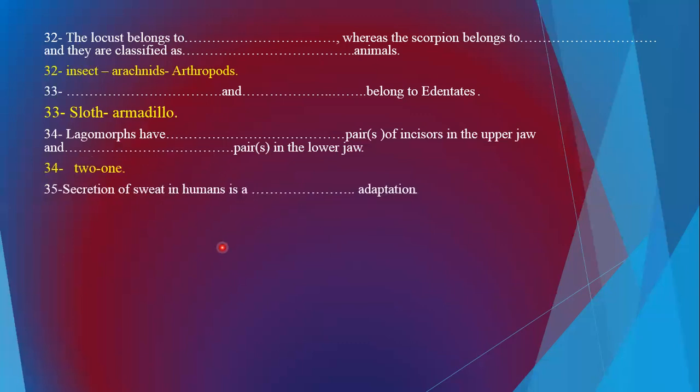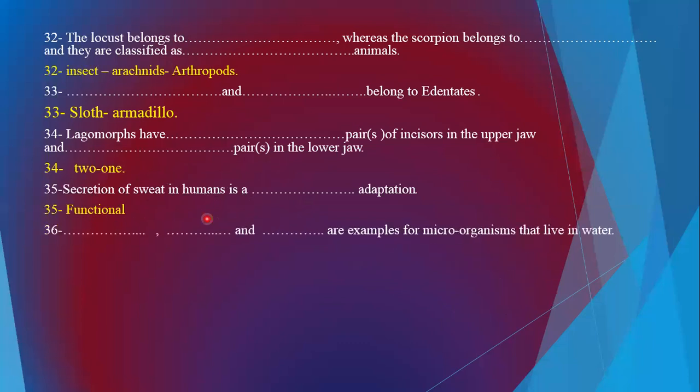35, secretion of sweat in human is a dot adaptation. طبعا احنا عندنا يا اما structural يا اما behavioral يا functional. تعال نشوف. It's actually السويت glands في الهيومن مهيئة عشان تعمل specific function اللي هي secreting sweat, like the secreting of poison in the snakes. بنسميها ايه؟ Functional adaptation.